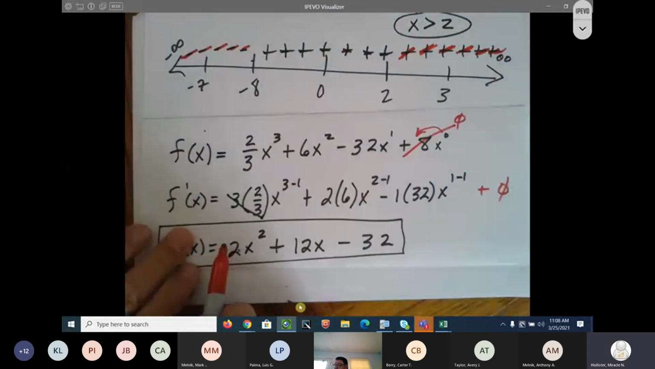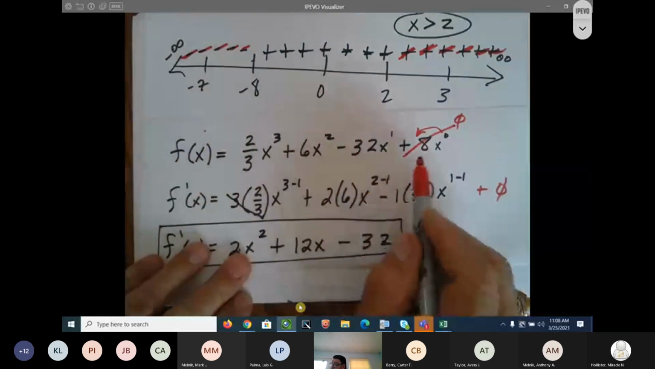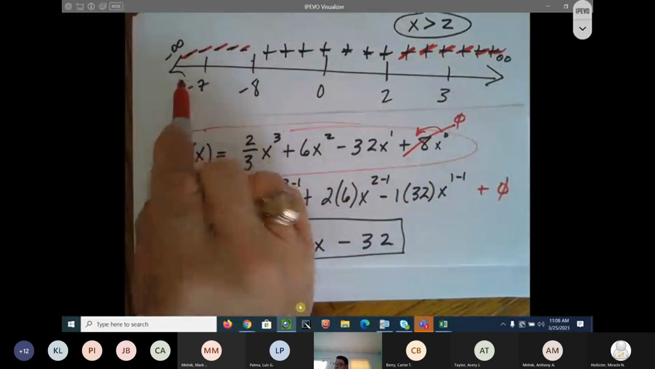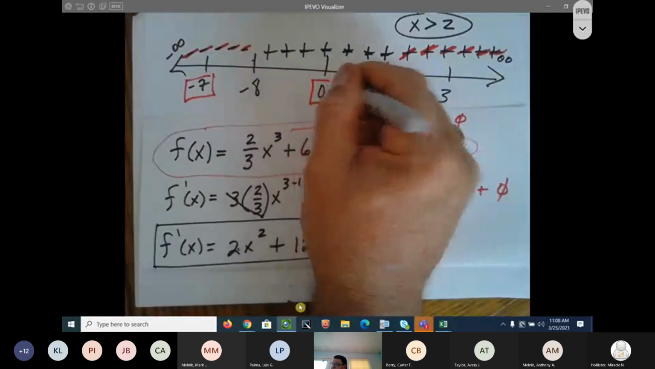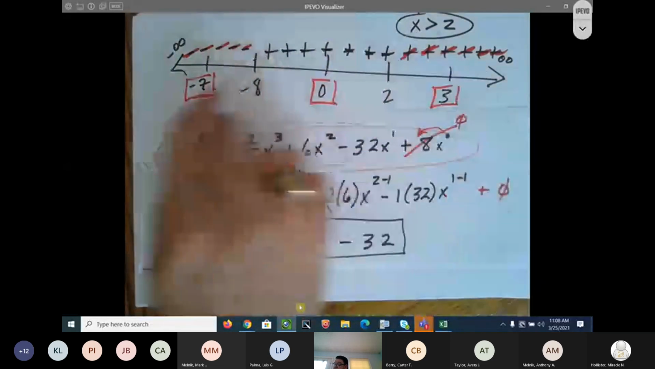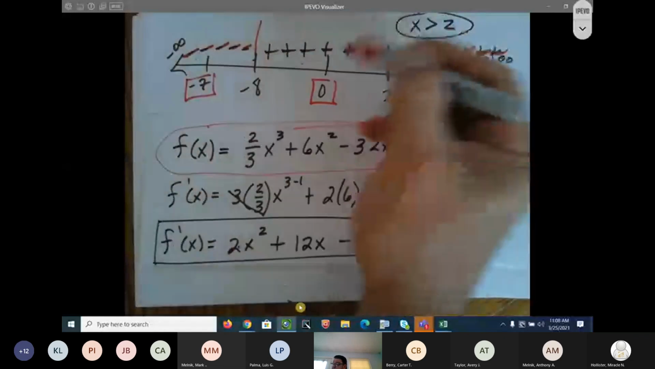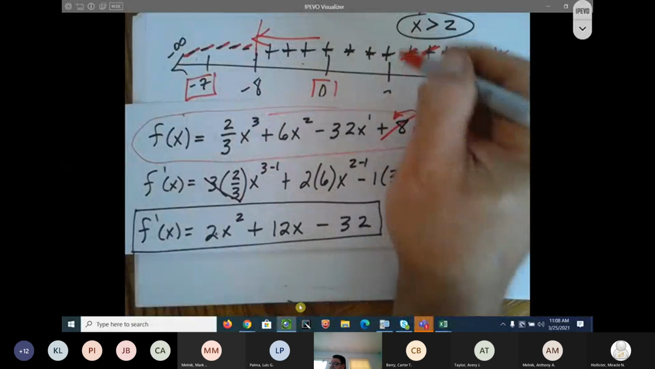I plugged it into the first derivative because I forgot. You got to plug it into the original, which is right here. Plug these numbers, the negative 7, 0 and 3, into the original, and it'll give you whether it's going to be negative, positive, or negative. So our numbers should be between negative 8 and 2. So this is your solution set.